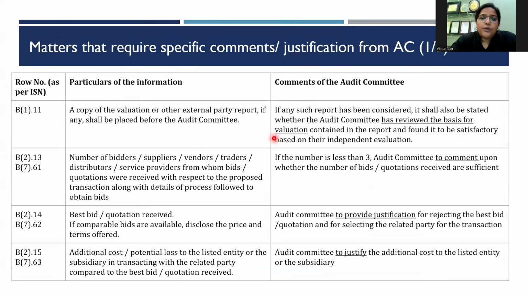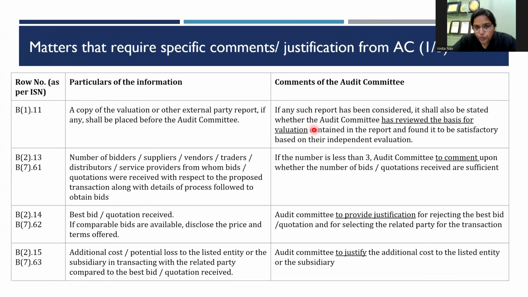Now, talking about specific comments. So I've just given a few examples, like a few of the line items where specifically the audit committee has to comment or to justify. For example, as a part of B1, which is the general details that I provide for the proposed transaction, a copy of the valuation report or external report, if the company has obtained one, has to be placed before the audit committee. And the audit committee has to confirm that it has reviewed the basis of valuation. So what is this basis of valuation? Whether the audit committee steps into the shoes of the valuer, whether the audit committee carries out the valuation exercise.